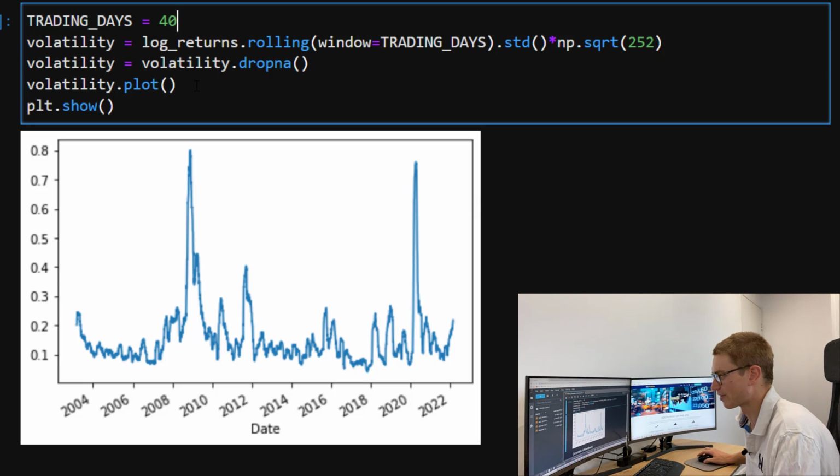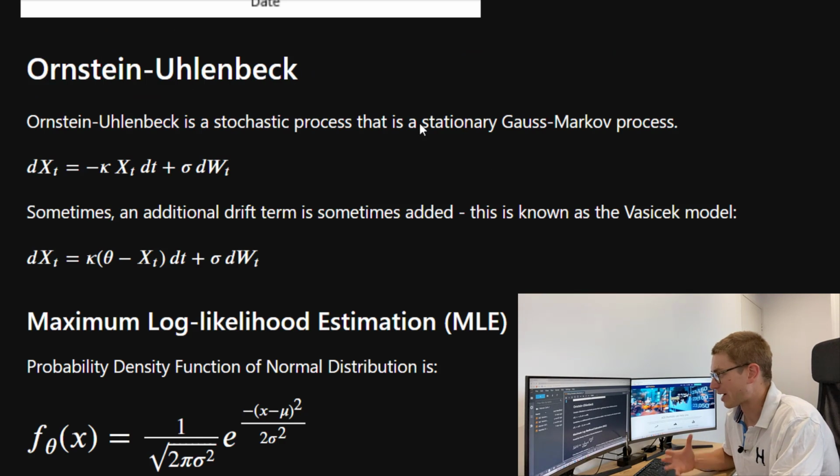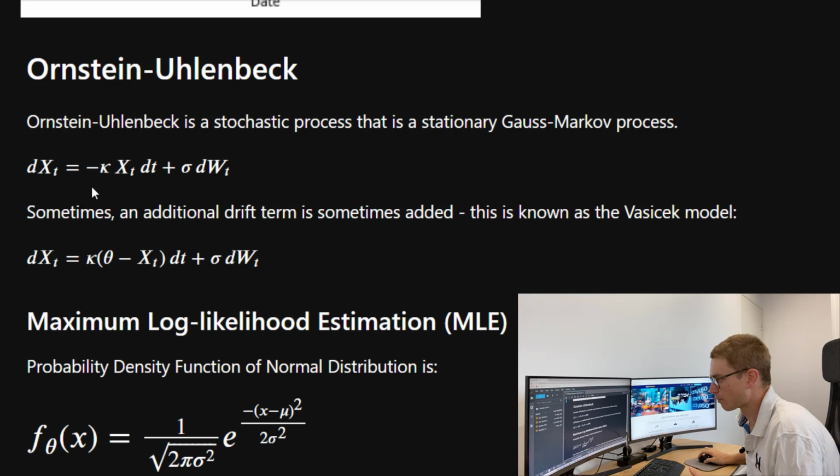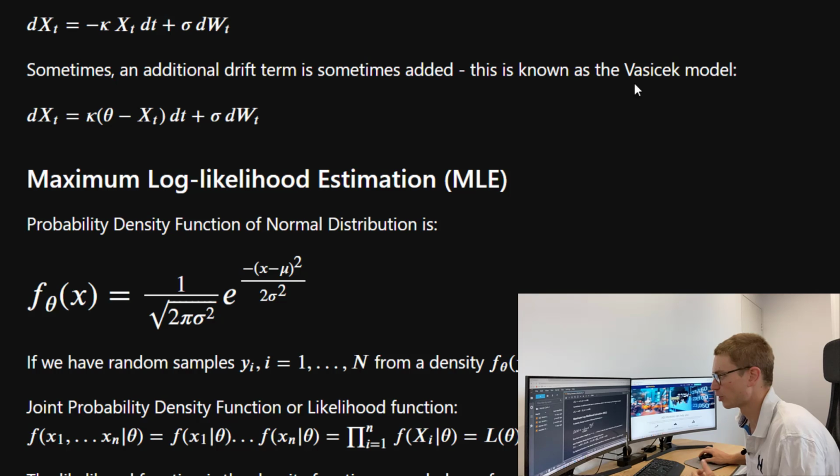So what is a way that I can do this? Now we're going to talk about the Ornstein-Uhlenbeck formula and how we can actually use this to model volatility. Essentially, what we're most interested in is its version here with this extra drift term, and this is known as the Vasicek model in financial mathematics.